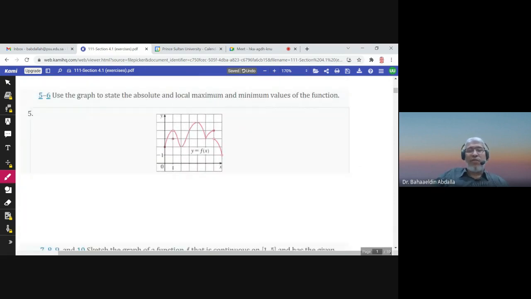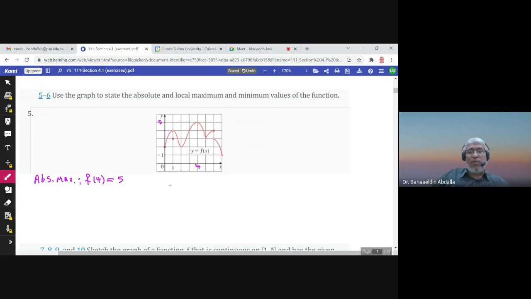Use the graph to state the absolute and local maximum and minimum values of the function. So absolute maximum. Where is the absolute maximum? This point is the highest one. 2, 3, 4. So f of 4 is the absolute maximum, and it's equal to 5.